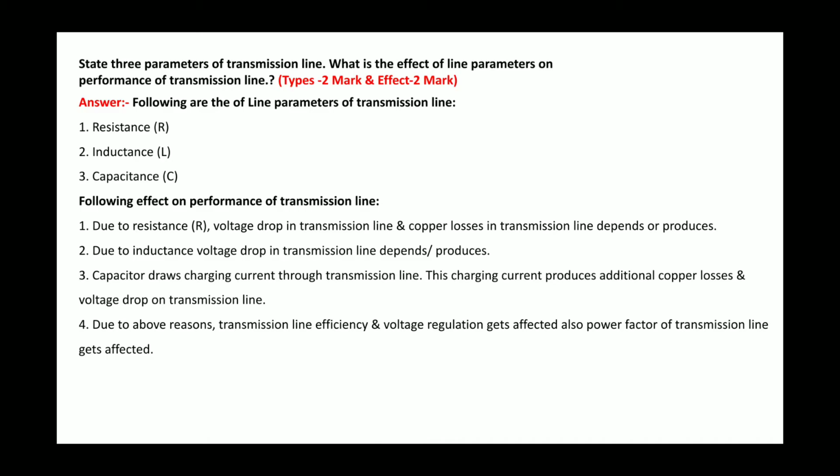The capacitor draws charging current through the transmission line. This charging current produces additional copper losses and voltage drop on the transmission line. The fourth one, due to the above reasons, the transmission line efficiency and the voltage regulation get affected. Also the power factor of the transmission line gets affected. These are the parameters of the transmission line and the effect on the performance of transmission due to these parameters. This question is always asked in the exam for 4 marks.